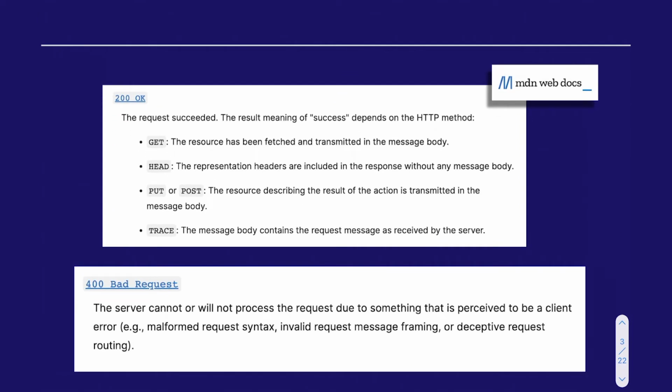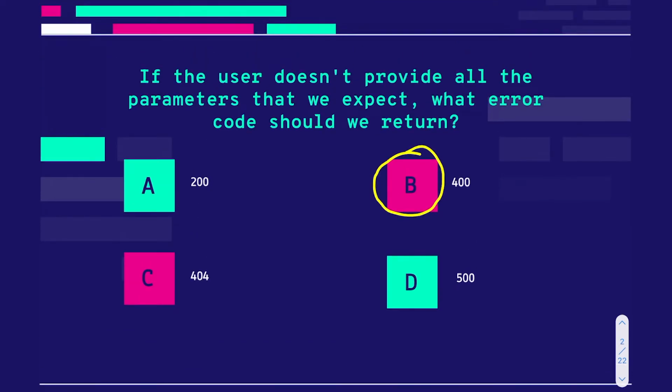400, however, means bad request. It means that somehow something that the client did made their request not go through correctly. So, for example, malformed request syntax, that would be what I'm talking about, where they didn't give us those parameters. Let's say, for example, it was a GET request and they needed to have some sort of ID and they didn't have that. We would return a 400 error so that they're aware that, oh, on their side they did something wrong.